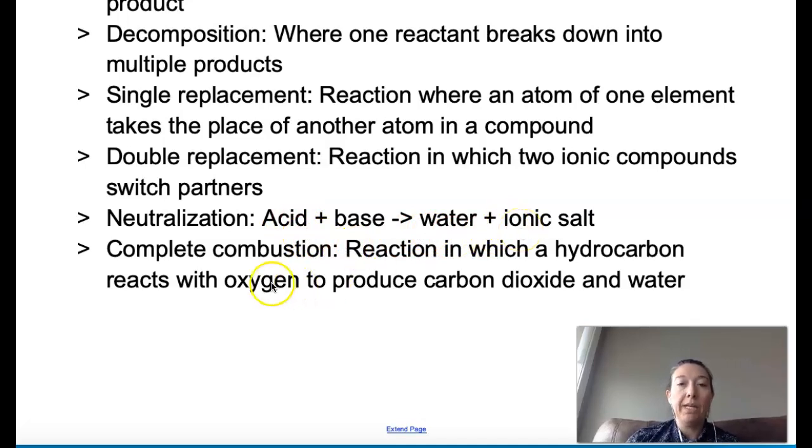And then we have complete combustion, and that is where we combine our hydrocarbon with oxygen to produce CO2 and water. So those are going to be helpful as you start working through some of the first couple of pages of your work booklet. You are going to see that you're going to have to make use of that at some points.